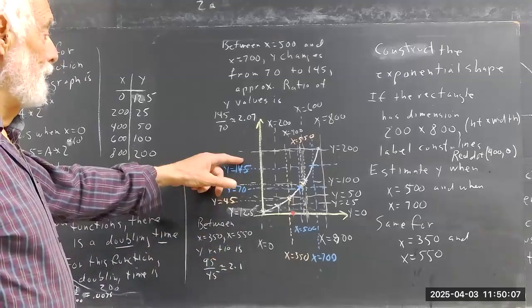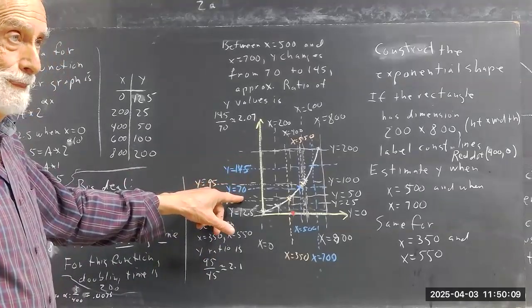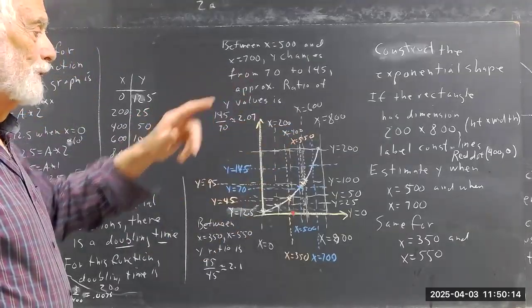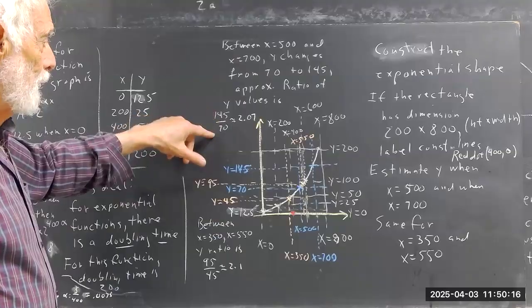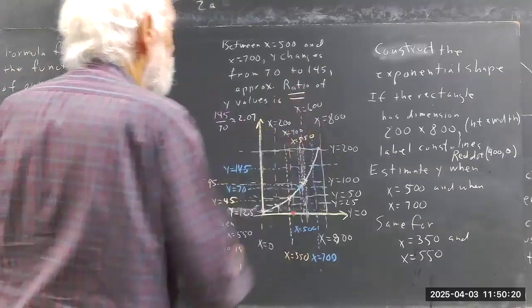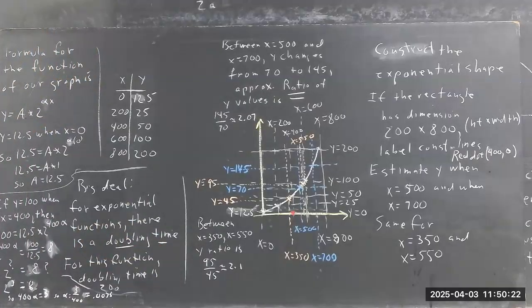Ratio means divide the second one by the first one. Ratio of the second estimate to your first estimate. There's your ratio. That's the ratio of the y values. Make sure you understand what a ratio is.